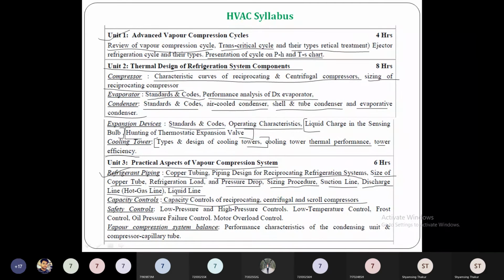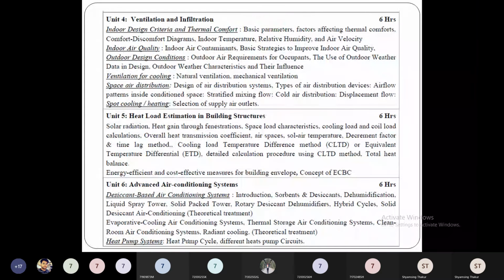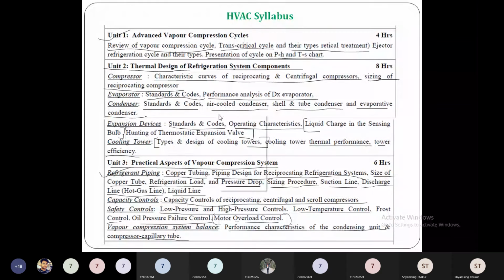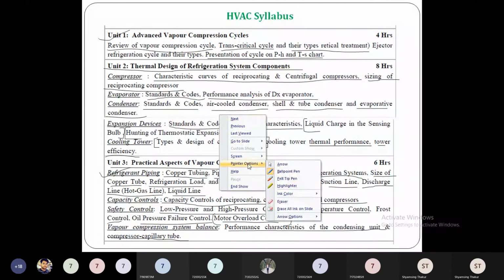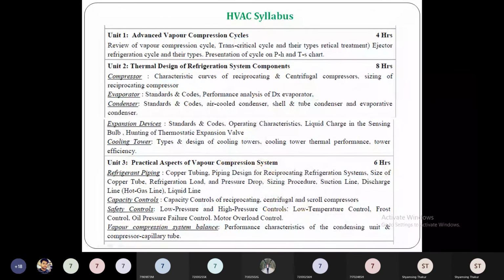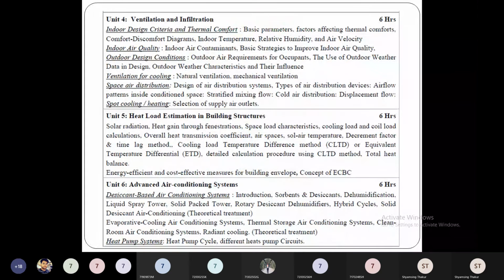In capacity controls, basically we are going to see it for reciprocating, centrifugal and scroll compressors. For safety controls like low pressure and high pressure controls, low temperature control, frost control, oil pressure failure control, motor overload control. This is again one of the most important phenomena, motor overload control. Then vapor compression system balances, in which we are going to see the performance characteristics from condensing unit and compressor, capillary tube. So this is a little bit of discussion of unit 3. In unit 3 again there is a cooling tower, need to see it over here.